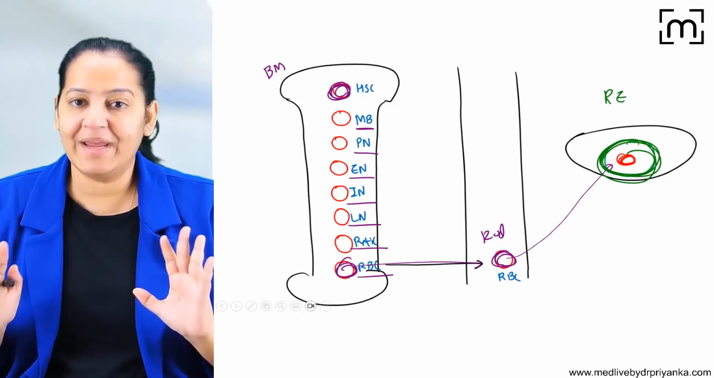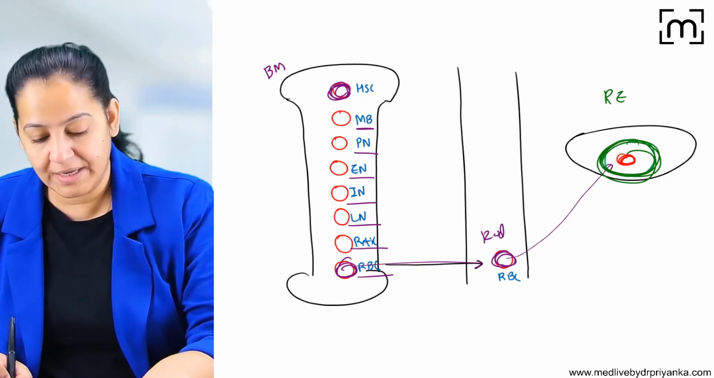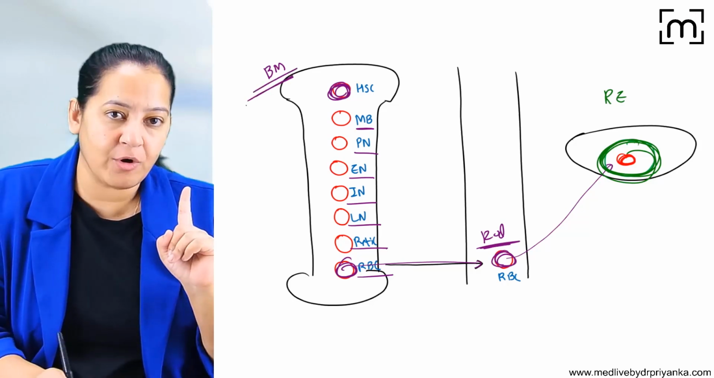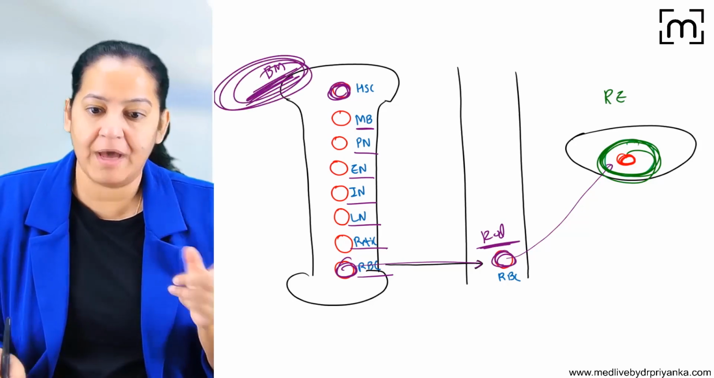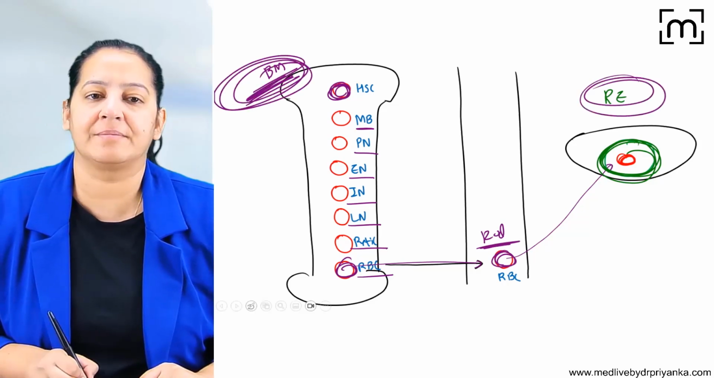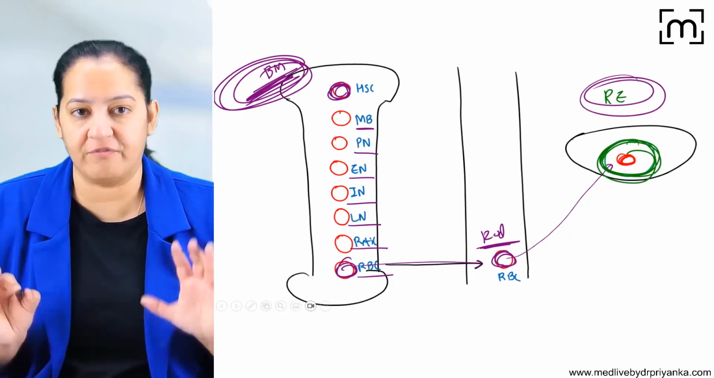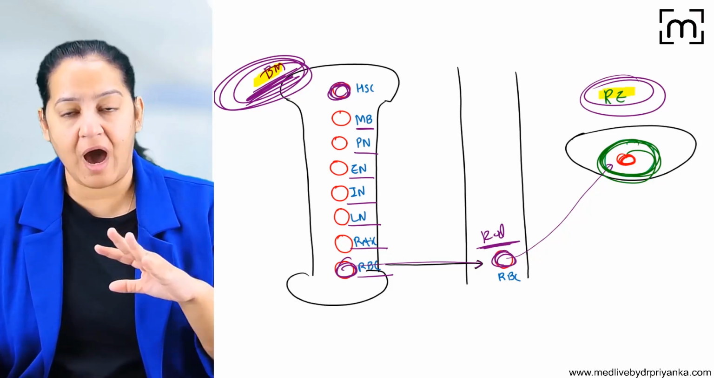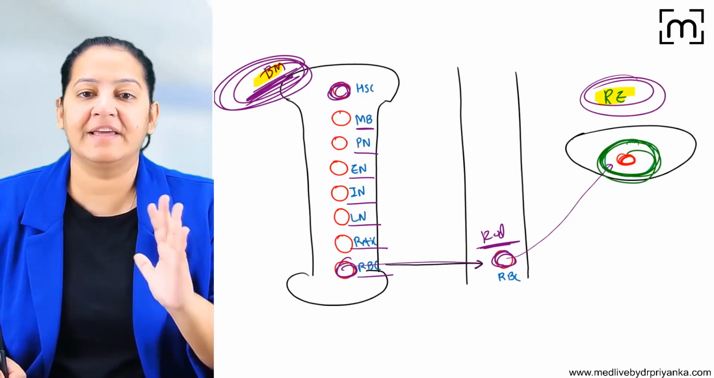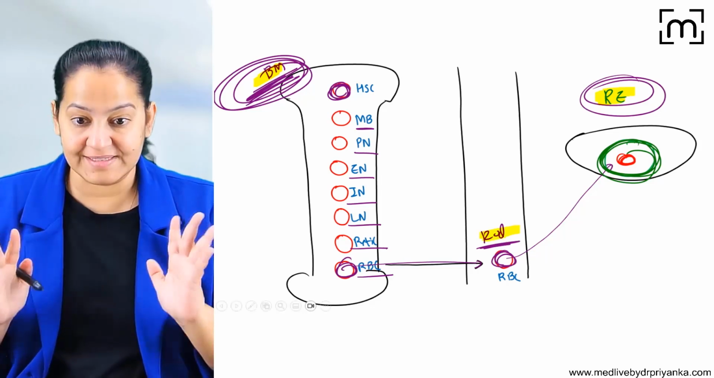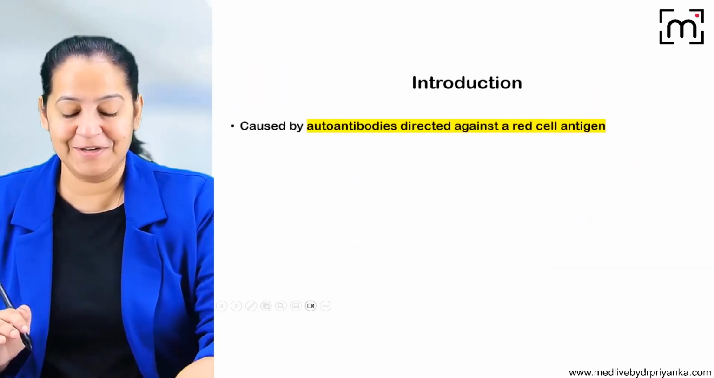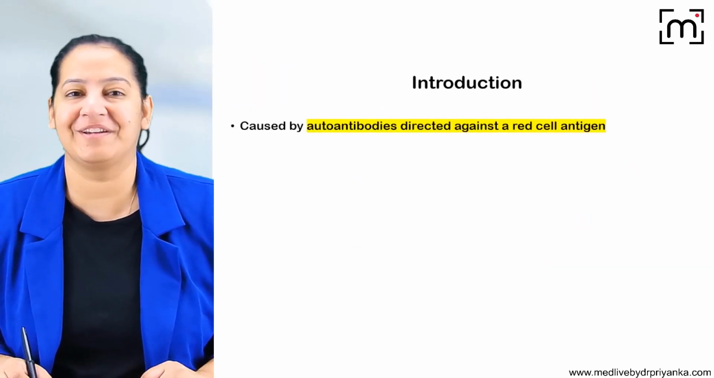So this is the complete story in front of you. RBCs are formed in the bone marrow and destroyed in the RE system after 120 days, and they remain in the blood for 120 days. This is normal for a healthy adult RBC. Now, if you understood this, you will be able to understand the topic autoimmune hemolytic anemia.